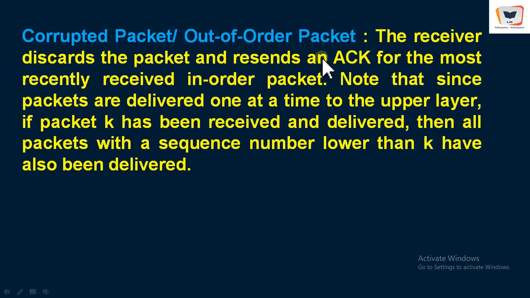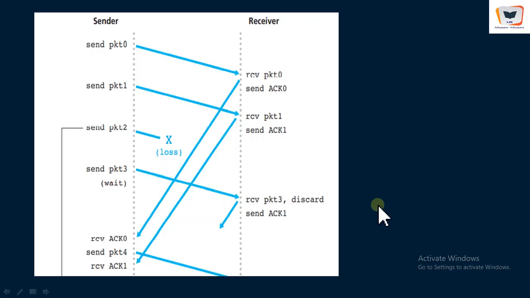That is, for a corrupted packet or out of order packet, the receiver discards the packet and resends an acknowledgement for the most recently received in order packet. Note that since packets are delivered one at a time to the upper layer, if a packet k has been received and delivered, then all the packets with a sequence number lower than k have also been delivered to the application layer. And this is the timeline diagram showing the GBN action.